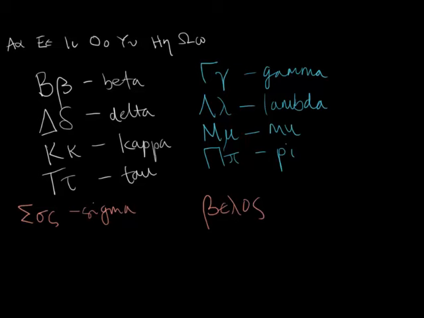This is compared to a word like... I'm trying to think of one using the letters we've got already. I tell you what, we'll come back to that use of the middle sigma when we've got better words, because there's one word that I'm thinking of, but it uses a letter we haven't learned yet. But as you can see, that sigma's right at the end, and so it changes form. And this is a word belos, which means javelin.